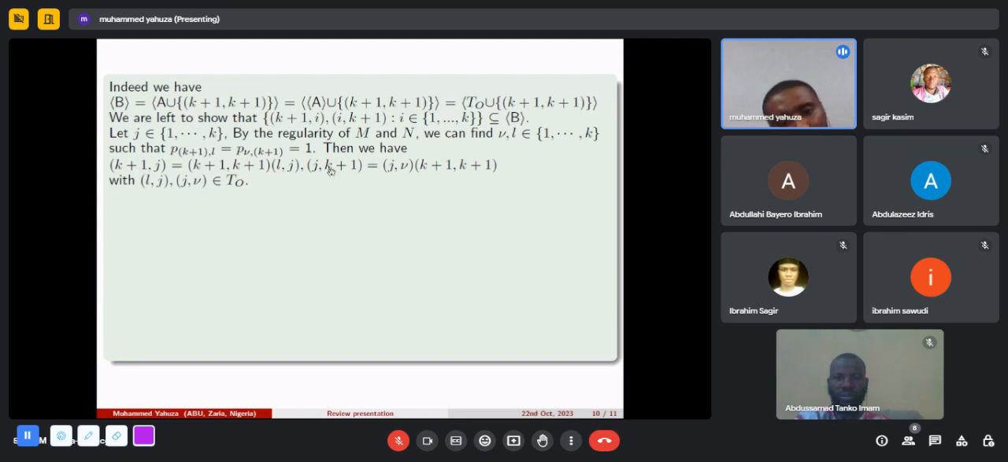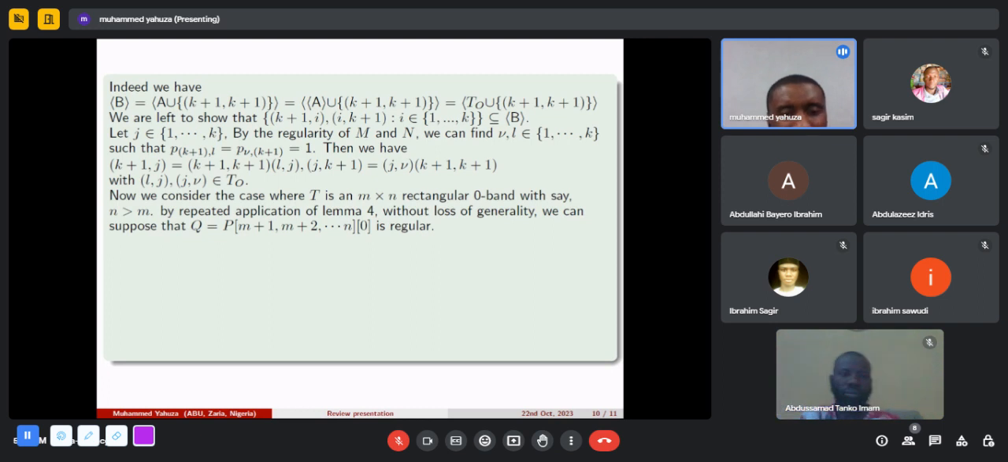Likewise here, if you have (j, k+1), it's going to be the same thing as (j, v) into (k+1, k+1). Here, the entry corresponding to v and k plus 1 is also 1 by this. So therefore here we'll be having j into k plus 1, where (l, j) and (j, v) are coming from the sub-rectangular matrix T0.